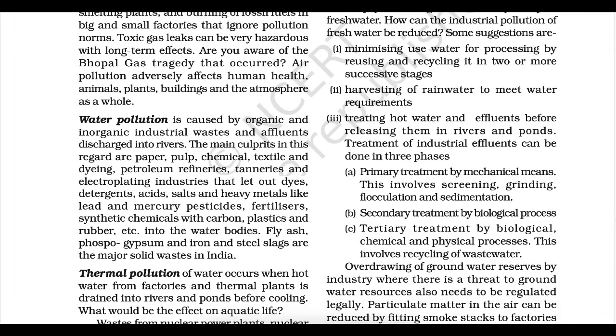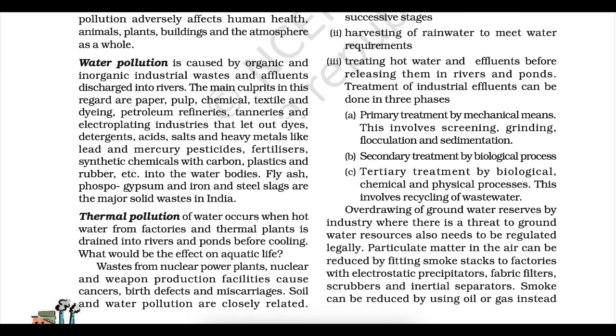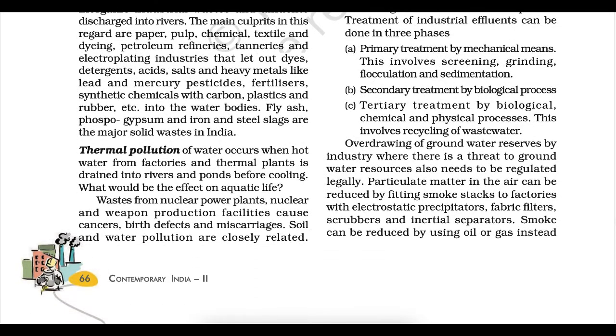Some suggestions are: 1. Minimizing use of water for processing by reusing and recycling it in two or more successive stages. 2. Harvesting of rainwater to meet water requirements. 3. Treating hot water and effluents before releasing them in rivers and ponds. Treatment of industrial effluents can be done in three phases. A. Primary treatment by mechanical means.